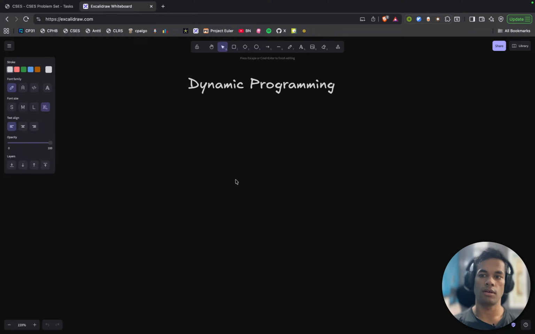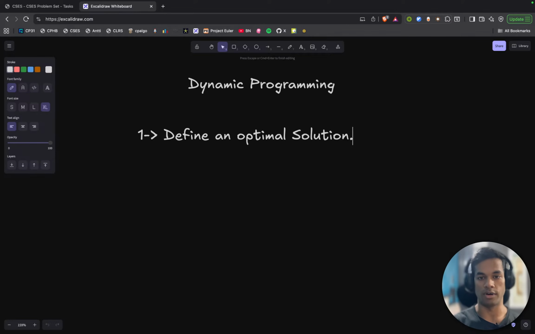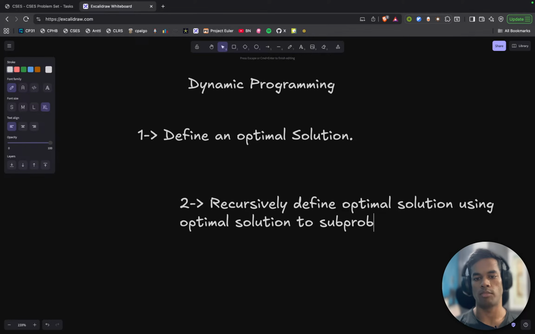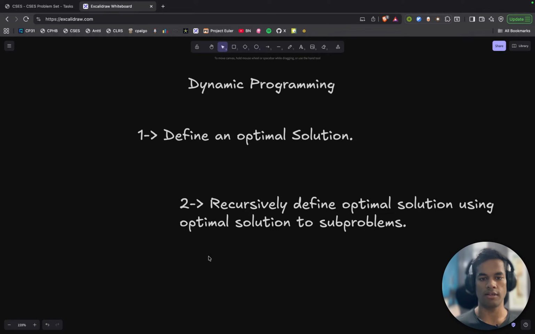And one of the things we know is there are 4 steps in dynamic programming. First is define an optimal solution. That is the first step, how an optimal solution would be like, what it would look like. Then recursively define optimal solution using optimal solution to subproblems. So that is the second step that we have to do.